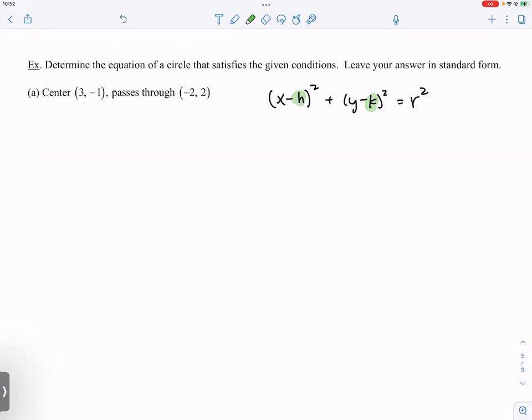But now we're missing something. We're missing the r. So we will need to ask the question, how do we get the r, or how do we get the r squared? Well, if you have a center and we've got a point, what can we do? We can find the distance.